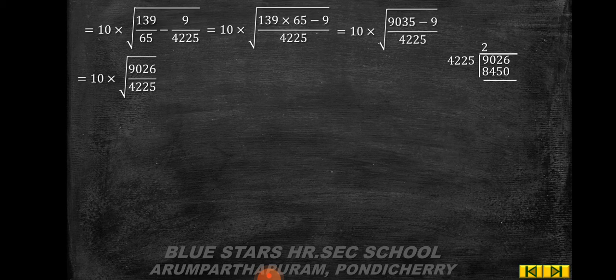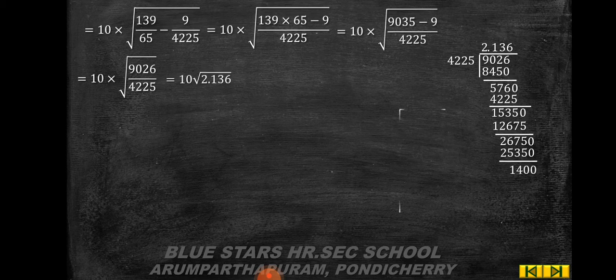So 9026 should be divided by 4225. So 2 times is 8450. The remainder is 576. Put the decimal, add 1 0. 1 times 4225. The remainder is 1553. Add 1 0. Then 3 times 12,675. The remainder is 2,675. So which is equal to 10 into root of 2.136. So again you have to find the square root for 2.136.